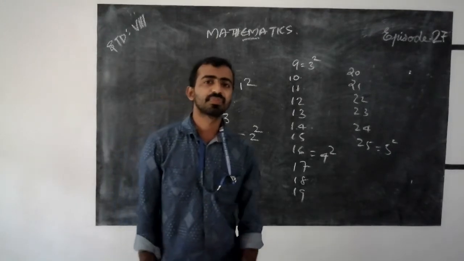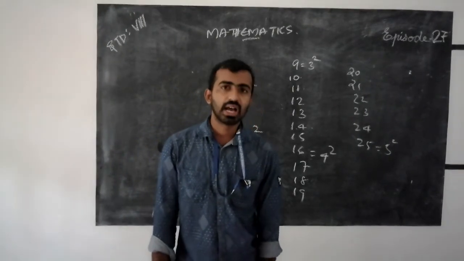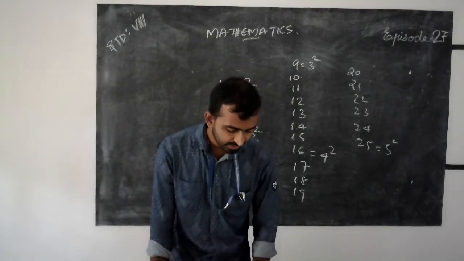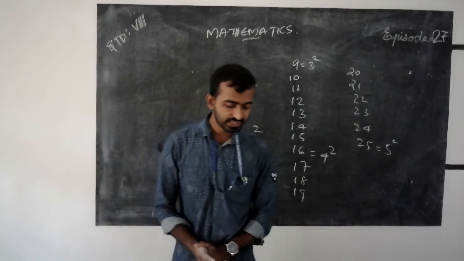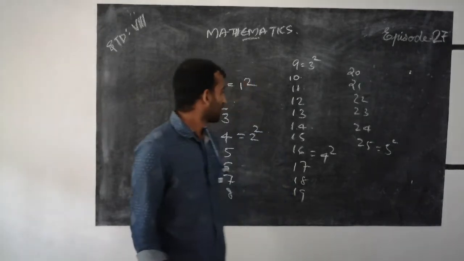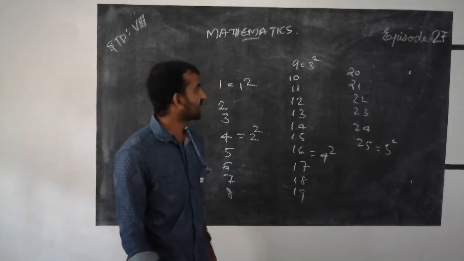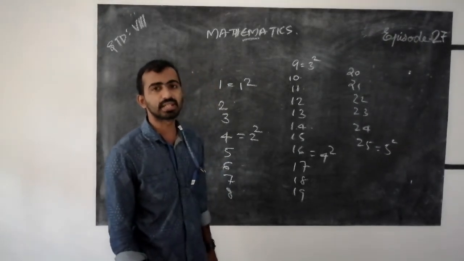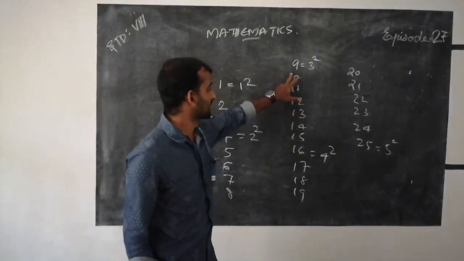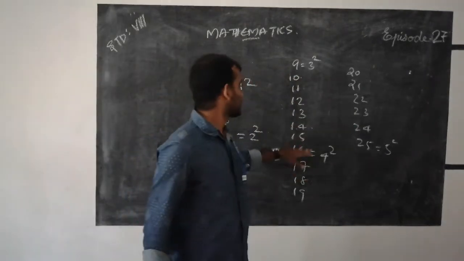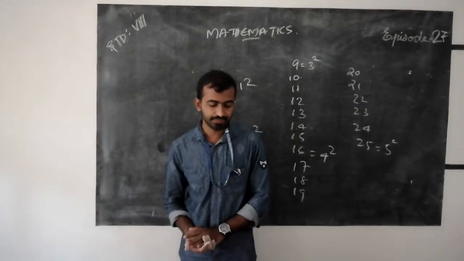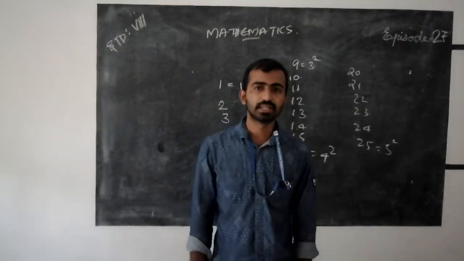Here, first 3 square is equal to 9. 4 square is 16. When we take the difference 16 minus 9, we get 7. Is it? Yes, that is 1, 2, 3, 4, 5, 6. That is 16 minus 9, we get 7.